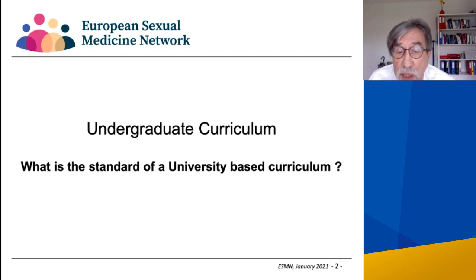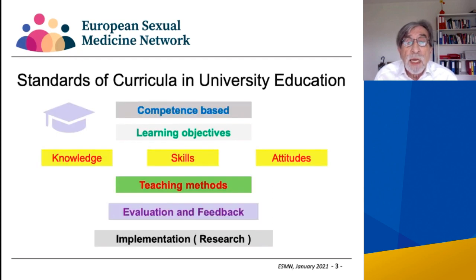Now, when we got the task to develop this curriculum, we were first looking into what is actually the standard of a university-based curriculum. And I think modern curricula are actually based on the concept of competency-based curriculum, where it is quite clear what you want to transmit, what you want to obtain on the competence level in those students who take part. That needs, of course, a clear definition of the learning objectives in 3 domains: the knowledge, the skills, and the attitudes. The curriculum needs also a description of how the students are educated and taught. It needs a mechanism of evaluation and feedback, and of course, the implementation of such a curriculum, which in itself is a research project, actually.